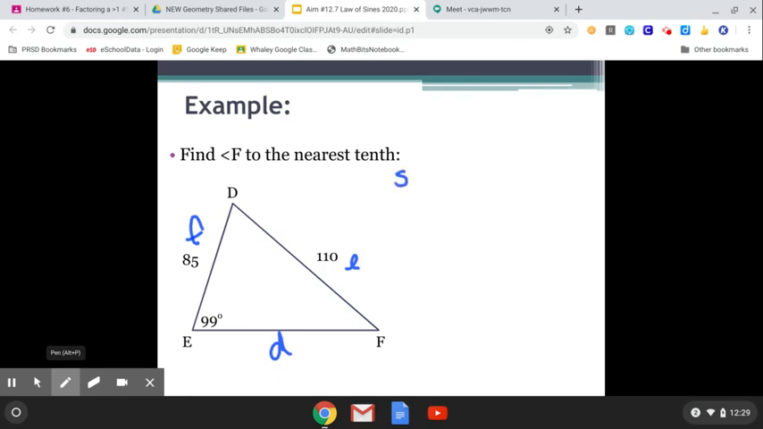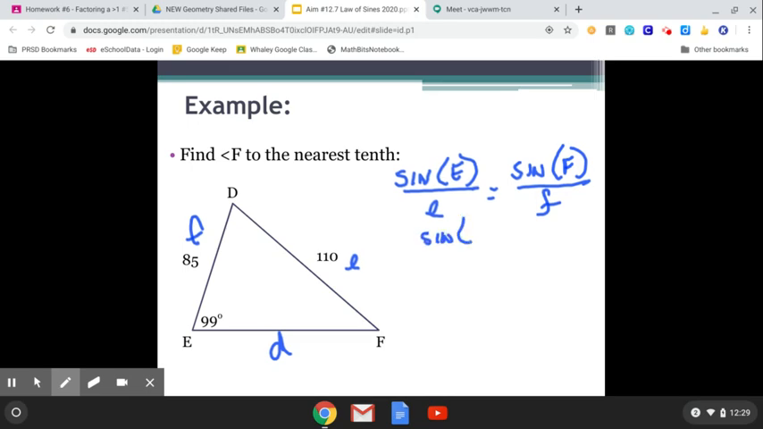So just like the last one, sine of E over the side of E is equal to the sine of F over the length of side F. Now, I don't use A, B, and C in this one because the triangle is not an A, B, C triangle. It's a D, E, F. All right, so the sine of 99 over 110 is equal to the sine of F, which I don't know what angle F is, all over 85.